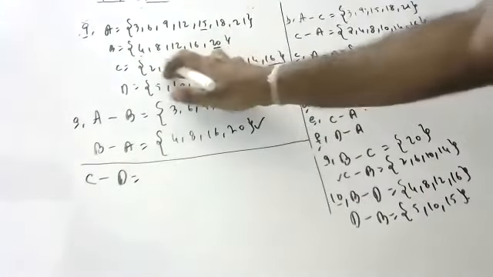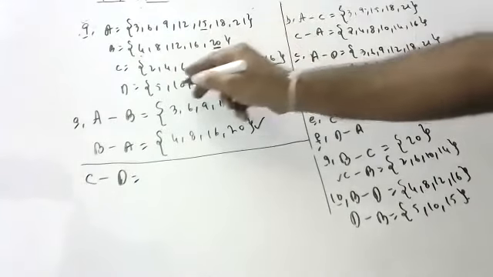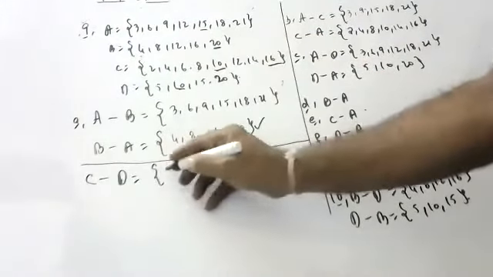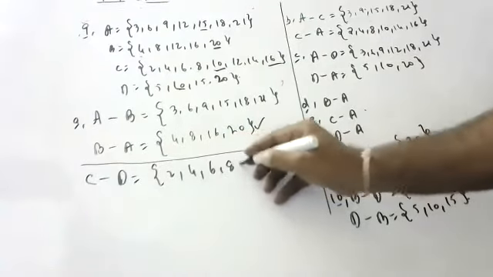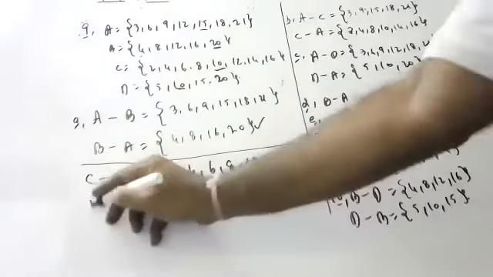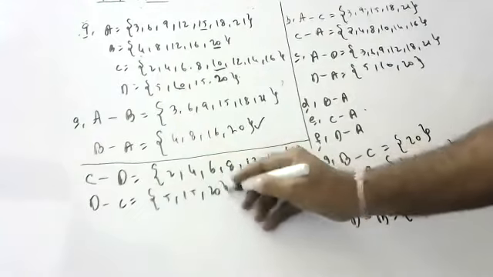C minus D. What are the common elements? First tell me. 6, 10. Only 10. C minus D: 2, 4, 6, 8, 12, 14, 16. Now what is D minus C? 5, 15, 20.